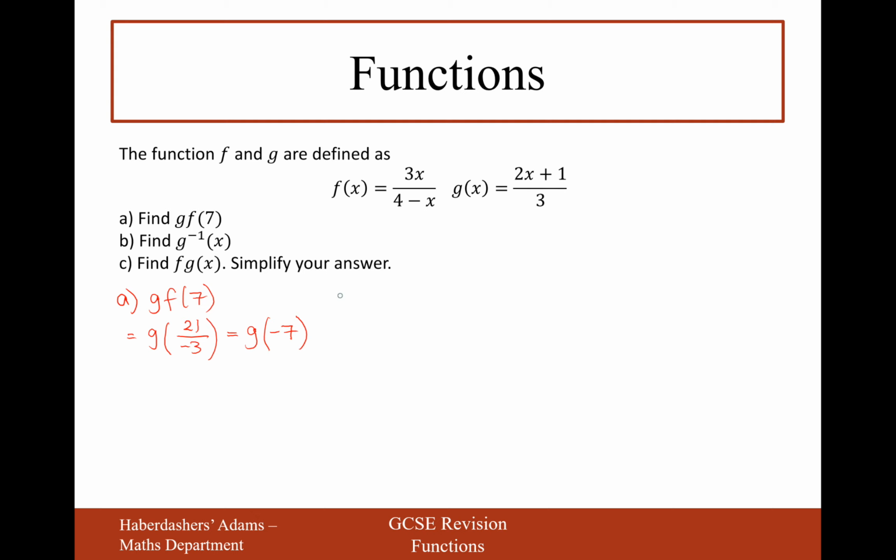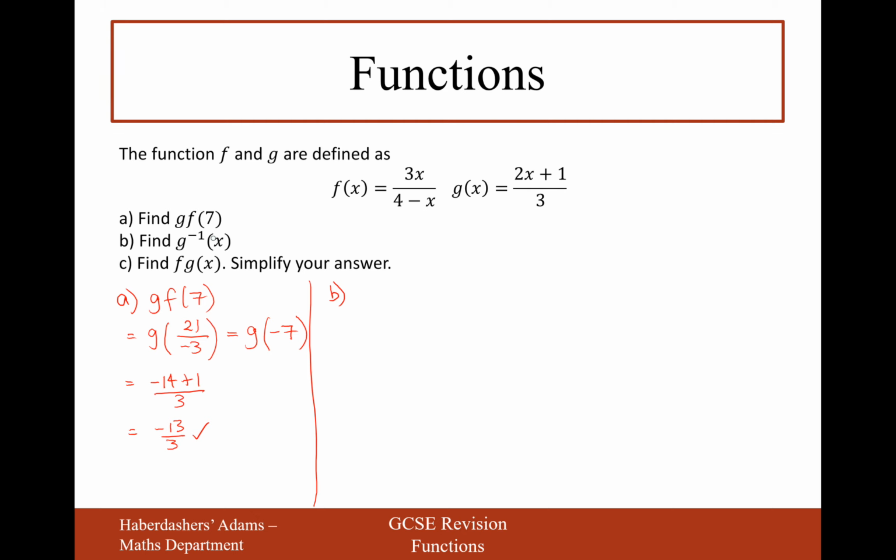And then I need to put minus 7 into the g function, so that's going to give me minus 14 plus 1 divided by 3. Minus 14 plus 3 is equal to minus 13 over 3. And well, that's the final answer. You can't simplify that anymore.